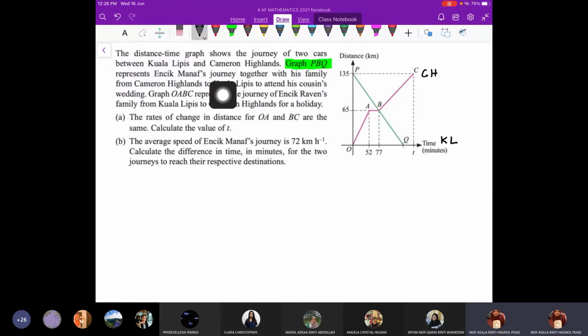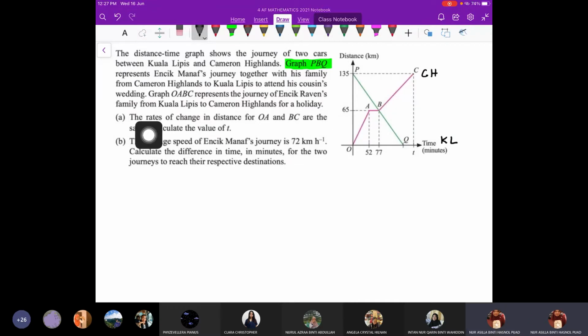Alright, and then next. To represent Cik Man's journey together with his family from Cameron Highland to Kuala Lipis to attend his cousin's wedding. So graph OABC, which is the red one, represents the journey of Encik Raven's family from Kuala Lipis to Cameron Highland. So daripada Kuala Lipis pergi ke Cameron Highland for a holiday.